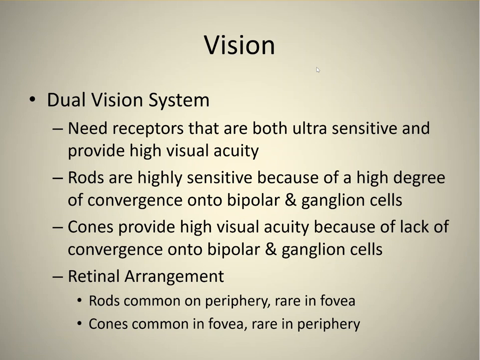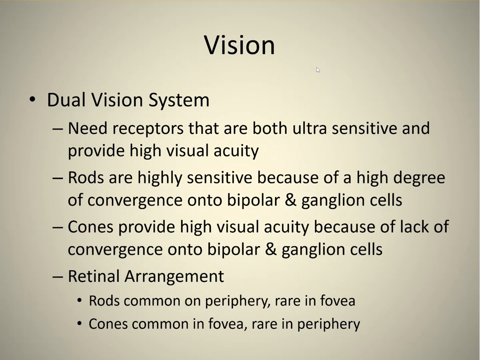So slide 65, vision system. We have a dual vision system. We need receptors that are both ultra sensitive but also provide high visual acuity, and it seems like you can't put those in the same photoreceptor. Rods are highly sensitive because of a high degree of convergence into bipolar and ganglion cells. That is, lots of rods go onto one bipolar cell, which turns it on. So it's really sensitive. Cones provide high visual acuity because of a lack of convergence.